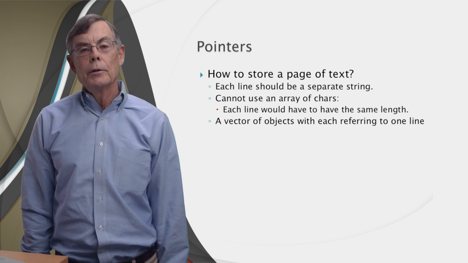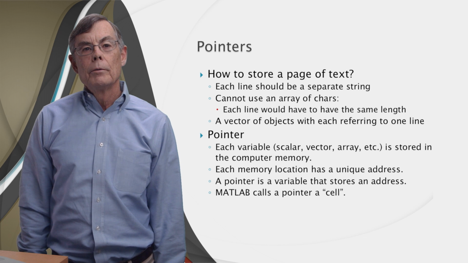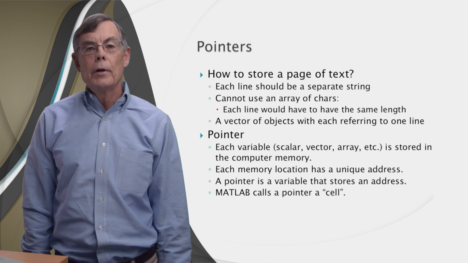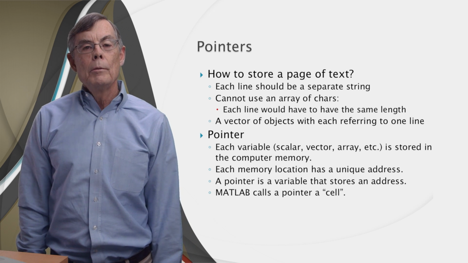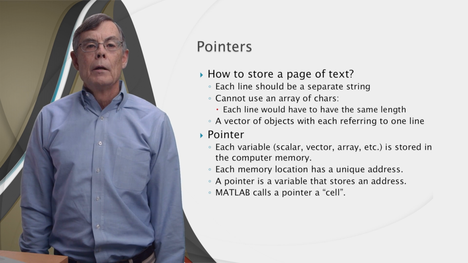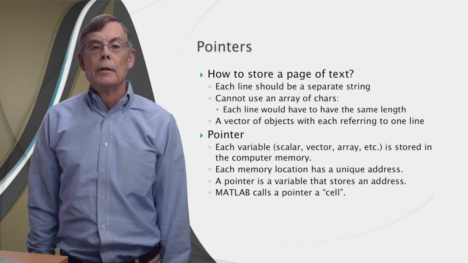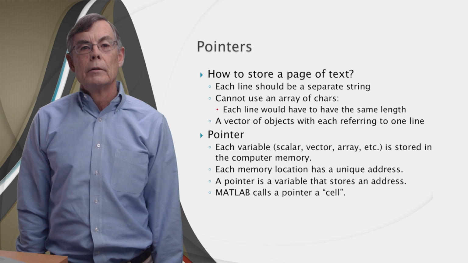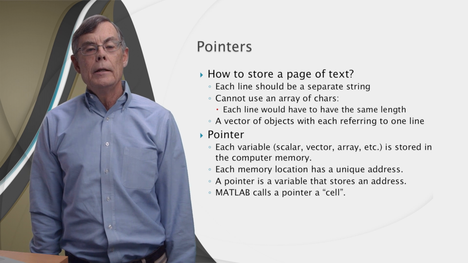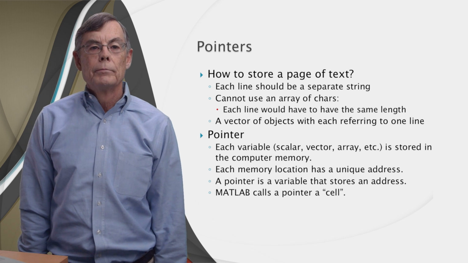But what are these special objects? Well, they're called pointers. To understand what pointers are, we have to take a step back. Each variable, be it a scalar, a vector, an array, a struct, or anything else, is stored in the memory of the computer, and each memory location has a unique address. You can think of a computer memory as a very, very long vector of memory cells. And the address of a cell is the index. That is a positive integer starting with 1. Consecutive addresses indicate neighboring memory cells, and a pointer is simply a variable that stores a cell's address.